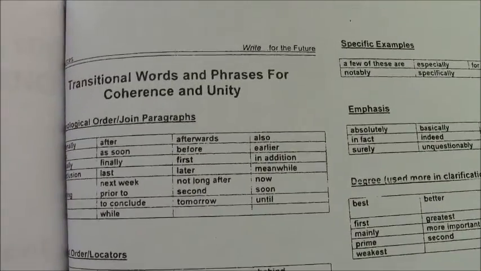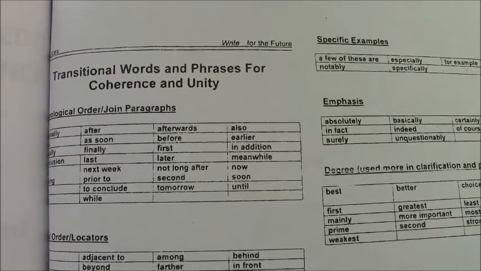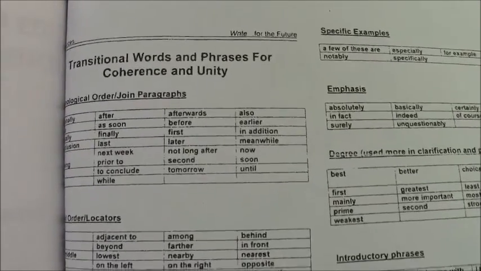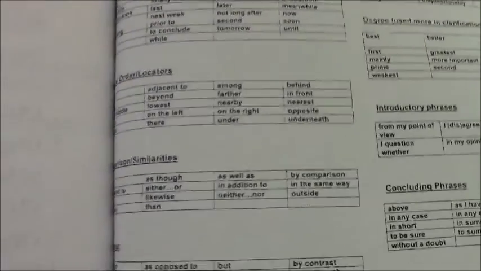Okay, so if you have Write for the Future, you could just take this transitional words and phrases for coherence and unity out of it. This was on a bunch of different pages. I took it and shrunk it to make it fit on one page. Save the trees. And you can do the same thing.